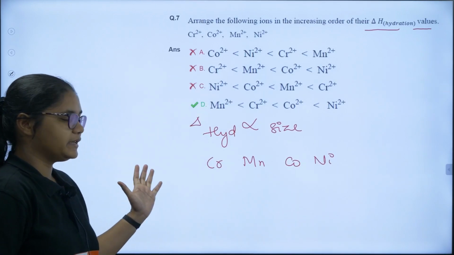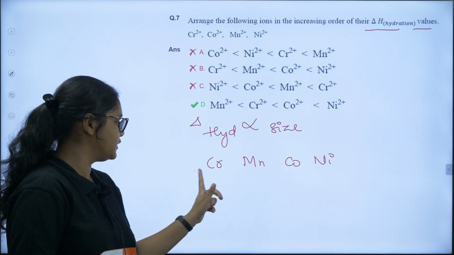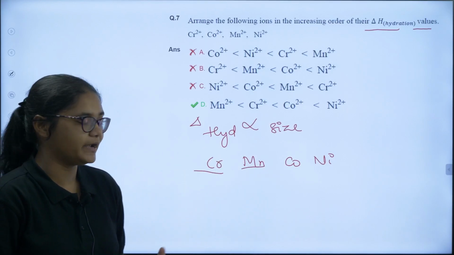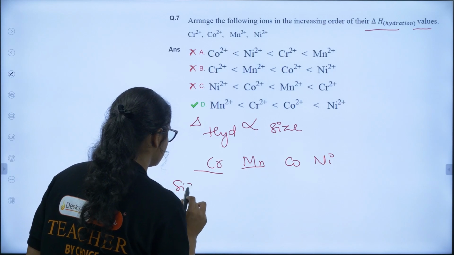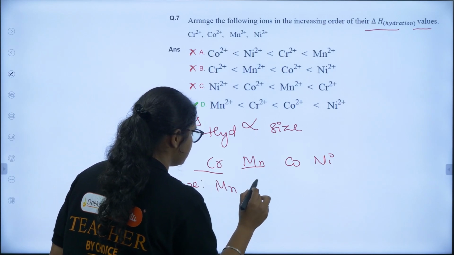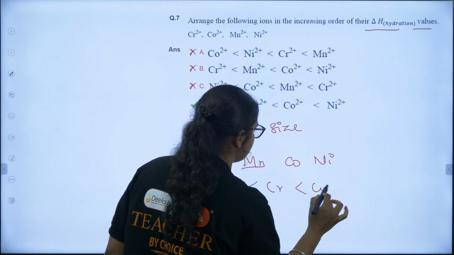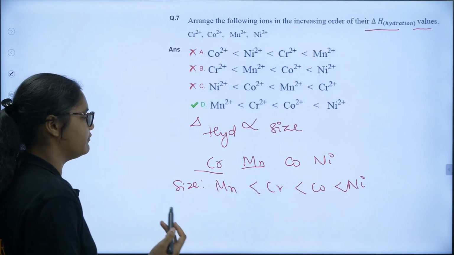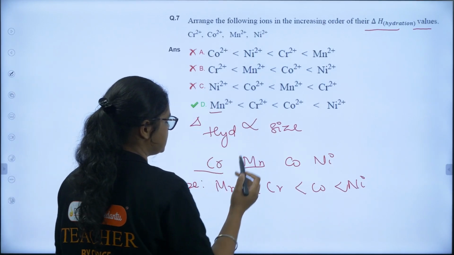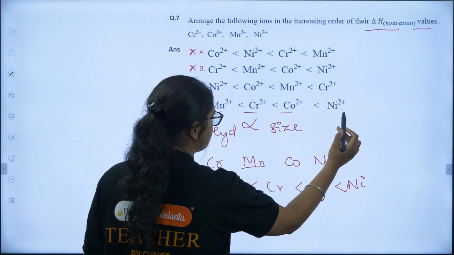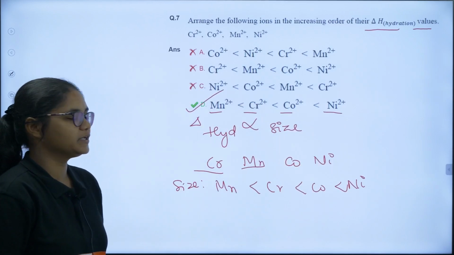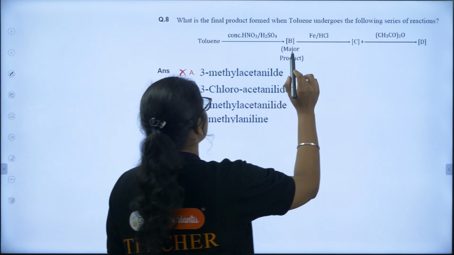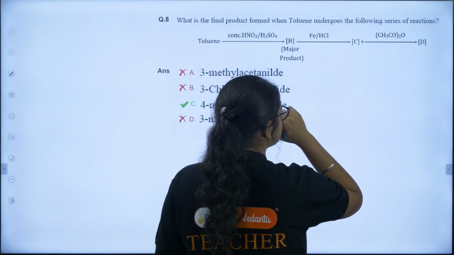Now we know along the period size decreases, okay, but if you see chromium and manganese, the size of manganese is bigger than that of chromium, right? So what is the order of size? Size order is manganese, then chromium, then cobalt and then nickel, right? So hydration energy will also be the same order. So the correct answer for this question is Mn2+, Cr2+, Co2+, Ni2+, that is option number D.